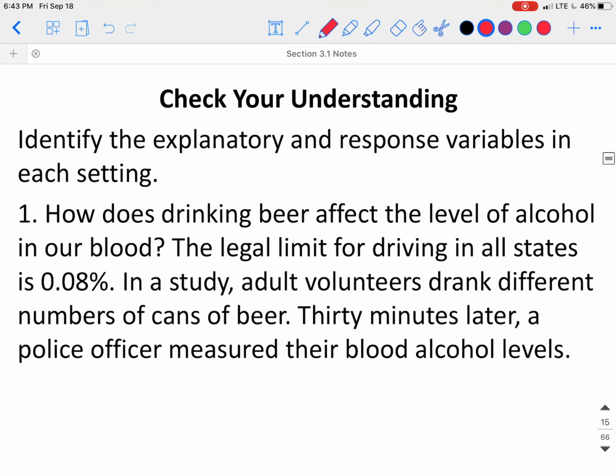So let's identify the explanatory and response variables in each setting. How does drinking beer affect the level of alcohol in our blood? The legal limit for driving in all states is 0.08%. In a study, adult volunteers drank different numbers of cans of beer. 30 minutes later, the police officers measured their blood alcohol level. So the number of cans of beer will affect what the blood alcohol level is. So that means the explanatory variable is the number of beers, and the response variable is the blood alcohol level.